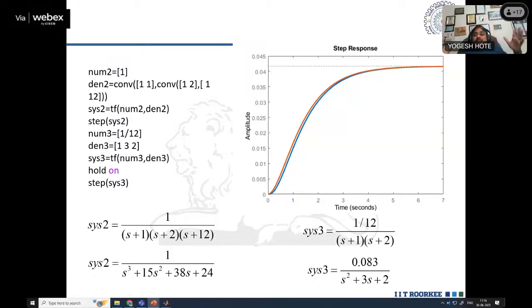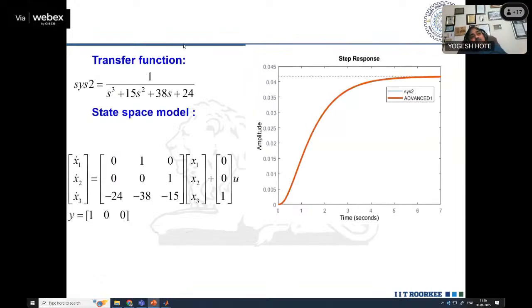So now what happened in control? Classical and advanced control are interrelated. That means the transfer function we can convert into a state space model. So you can see that this is a transfer function, and we can convert it into a state space model, that is x dot equals Ax plus Bu, with A matrix, B matrix, and C matrix. Now if you determine the response of this transfer function and the state space, you can get exactly the same response. System 2 and the advanced one, this is the model. You can see that there is exact matching, no issue, 100% matching with respect to the system and the state space model.